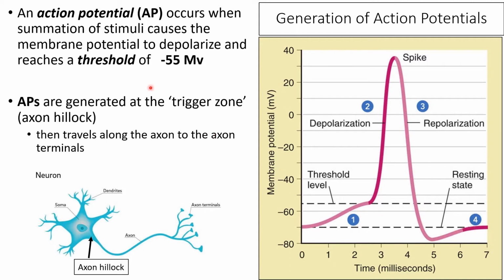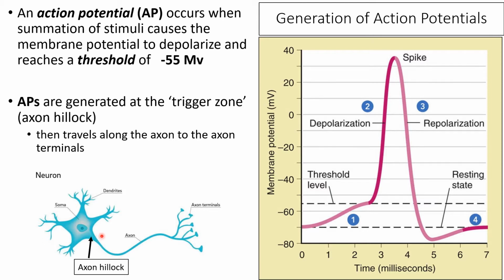All right, so you have to know that number. Threshold is negative 55 millivolts. That's the point reached that will create an action potential. And when these action potentials, APs, are generated in a neuron, most typically, this will be a question, they're created at the axon hillock.